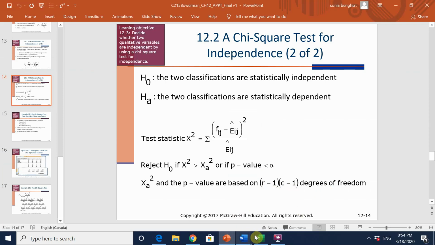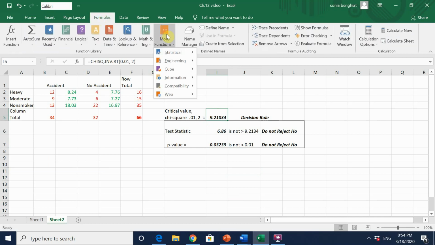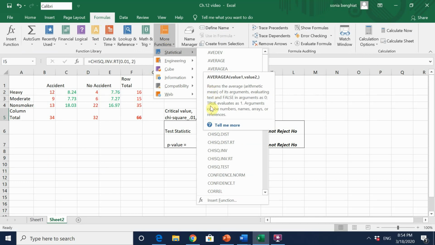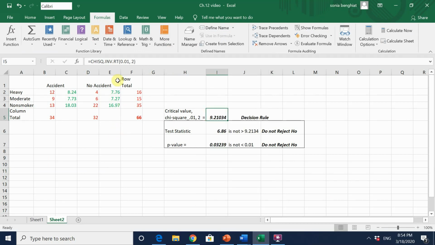And so I get over here my corresponding critical value, which you can get, by the way, directly in Excel by clicking on the formulas, going into your functions, statistical functions, and over here, I'm going to look for the chi-square inverse right value. So in other words, this is giving me the corresponding critical chi-square value for a right tail area of 0.01 and for 2 degrees of freedom.